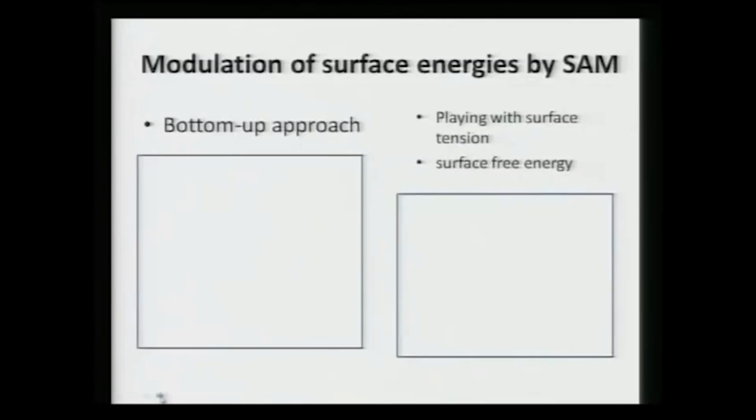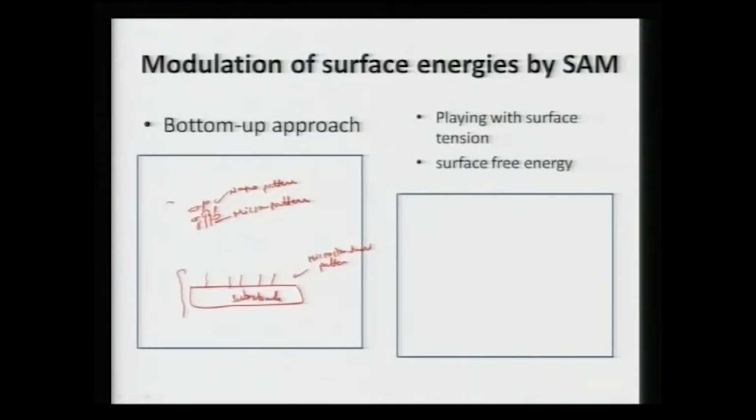So, again there can be two approaches, the bottom up approach or the top down approach. The overall idea in the bottom up approach is we control something at a molecular level, and then we can impart a certain microstructural pattern to it, and that microstructural pattern can again have a certain nanostructured pattern. So, we have a nano pattern over a micro pattern. So, we have a substrate, then we have a microstructural pattern over it, and this is a nano pattern.